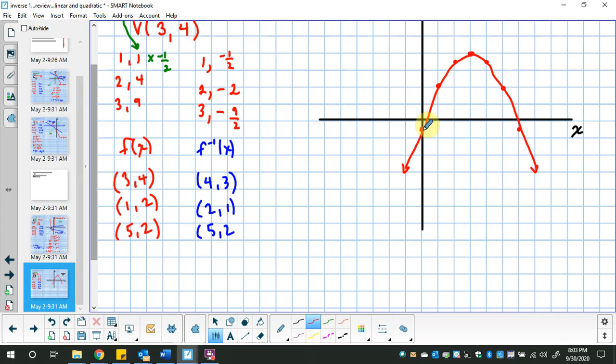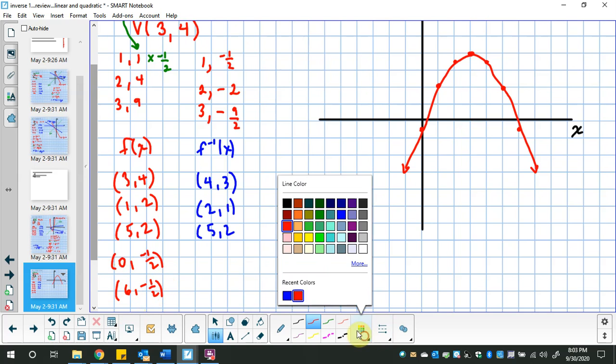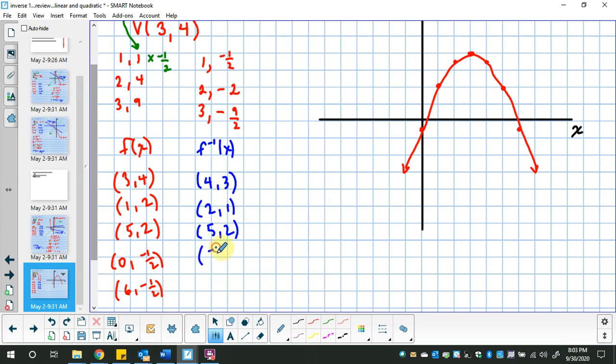This one is 0, negative a half. This one, just for fun, 1, 2, 3, 4, 5, 6, negative a half. So it depends on how good you are at visualizing the pattern. I can't tell you how many dots you need. I just need to make sure that it's reflected properly.